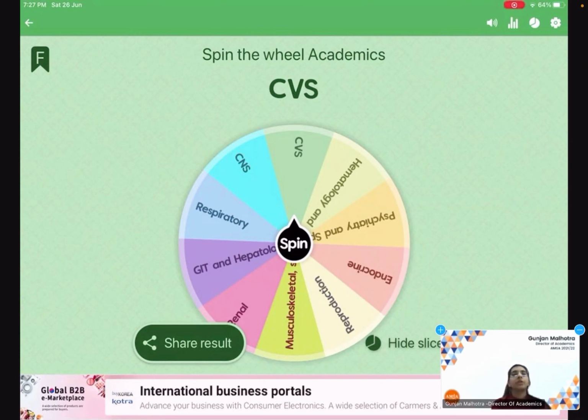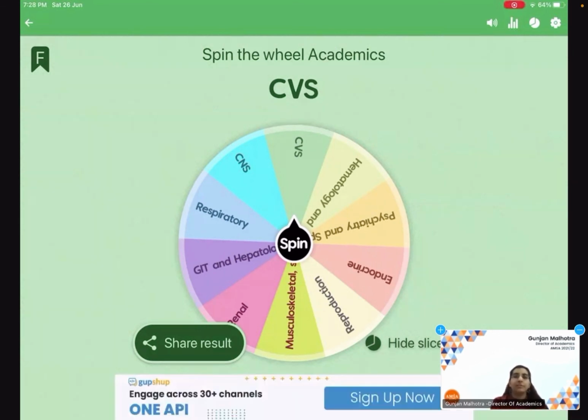Which condition is not associated with sinus bradycardia? Brucellosis, leptospirosis, typhoid fever, advanced liver disease. I repeat, which condition isn't associated with sinus bradycardia? Brucellosis, leptospirosis, typhoid fever, advanced liver disease.